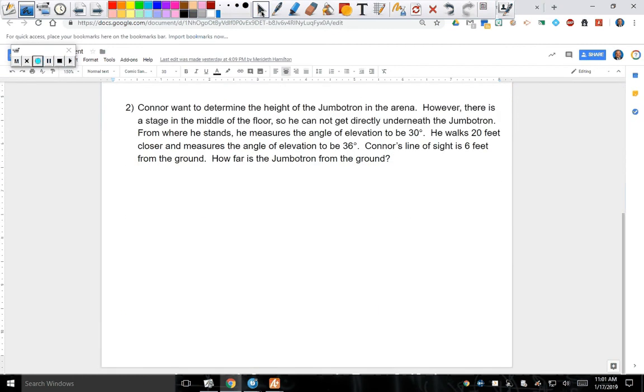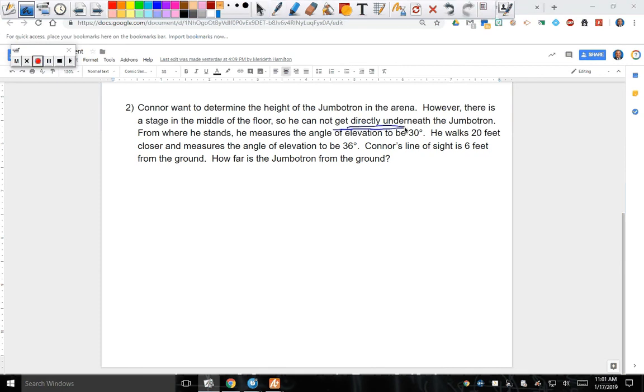Alright, so this person wants to determine the height of the Jumbotron in the arena. However, there's a stage in the middle of the floor, so he cannot get directly underneath the Jumbotron. This is similar to the other problem that we're doing today. You can't get close to it like you could on the first one. You're going to be far away all the time. So he cannot get directly underneath it.